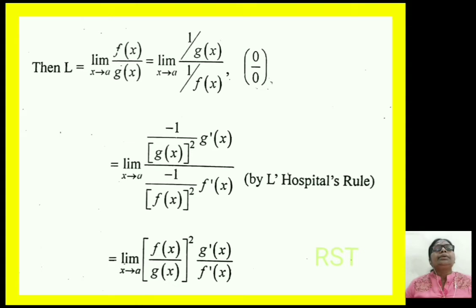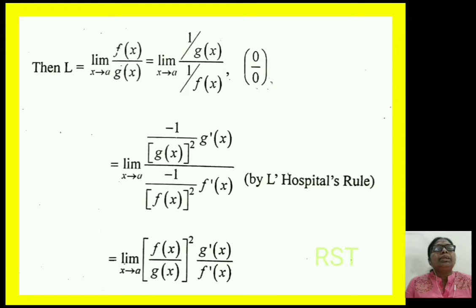So we get L equal to limit of derivative of 1 upon g(x). Derivative of 1 upon g(x) is minus 1 upon g(x) bracket square, and derivative of g(x) is g dash x, divided by derivative of 1 upon f(x), which is minus 1 upon f(x) bracket square into derivative of f(x) is f dash x. That means we have taken derivative of numerator and derivative of denominator of the above step, since the form is 0 by 0 by L'Hopital's rule.